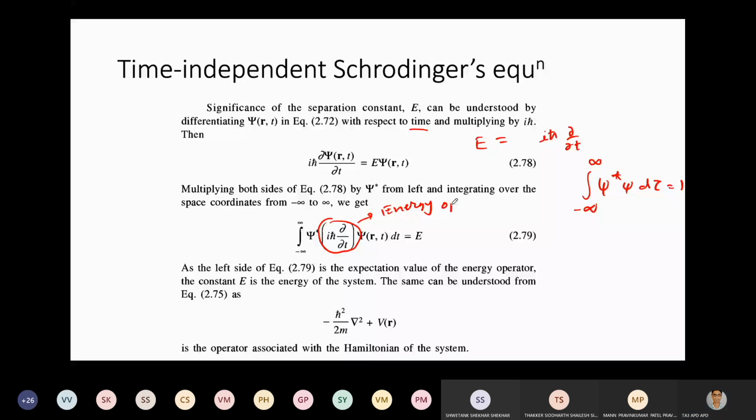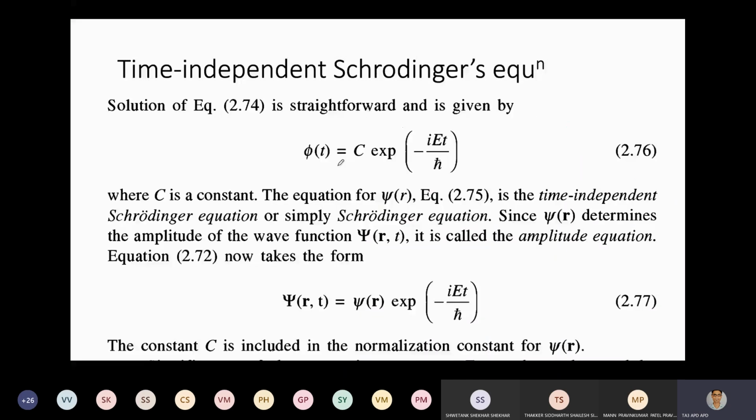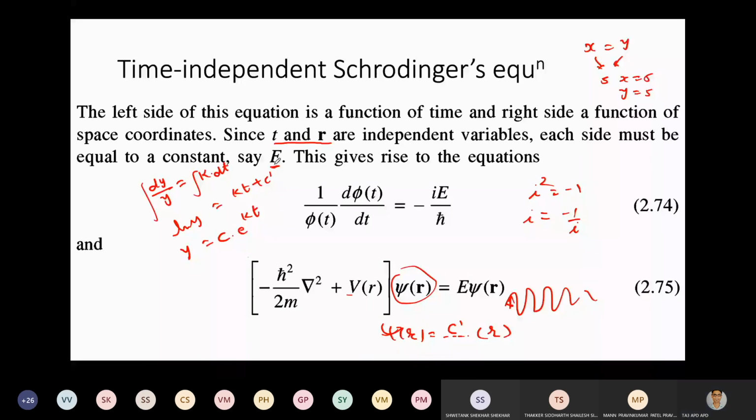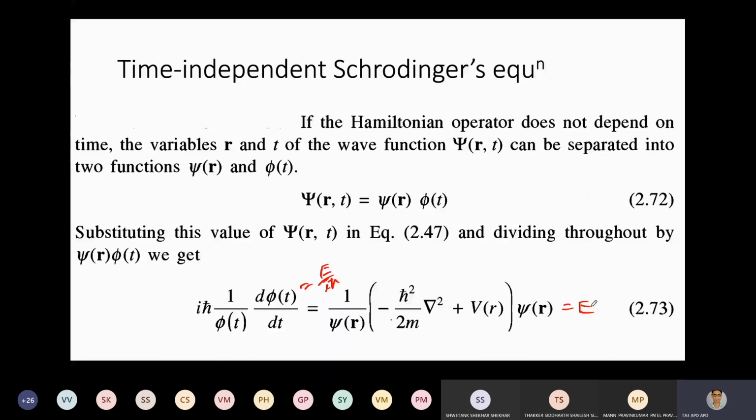So the expectation value of the energy operator, what will it give? It gives nothing but energy. As simple as that. So that is why taking this constant E is justified. What we said was that both the left and right hand sides are equal to some constant, and we are taking it to be some constant E. And the reason we have chosen E is that it is nothing but the expectation value of the energy operator.